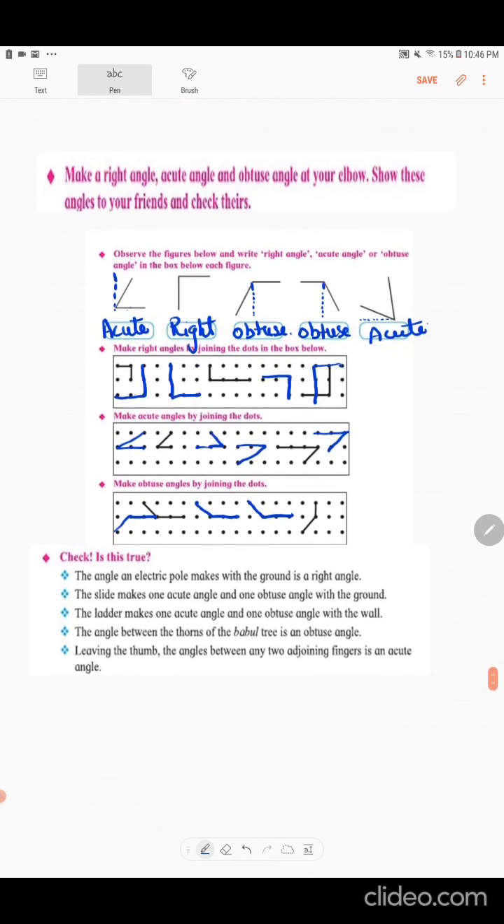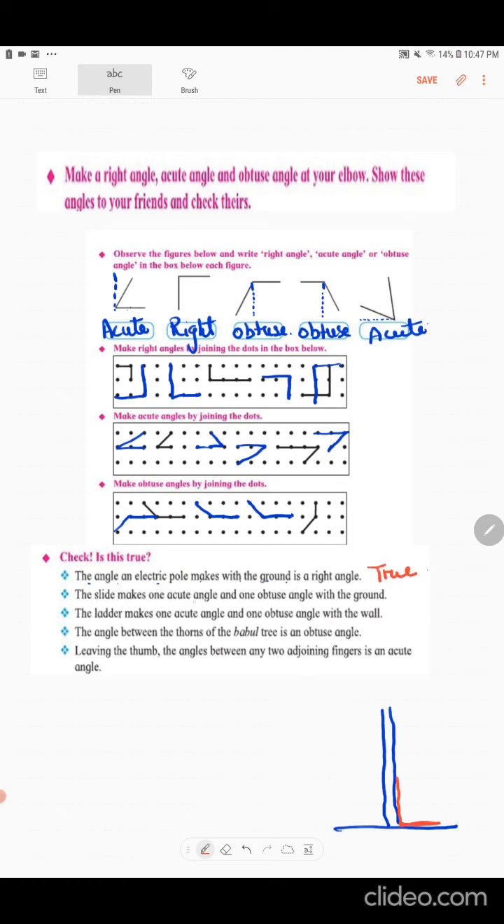Now let's check, is this true? The angle an electric pole makes with the ground is a right angle. You have seen above. Now suppose this is an electric pole and this is the ground. So what does the sentence say? The angle an electric pole makes with the ground. Now this is an electric pole. Is it straight? Yes. So this statement is true.